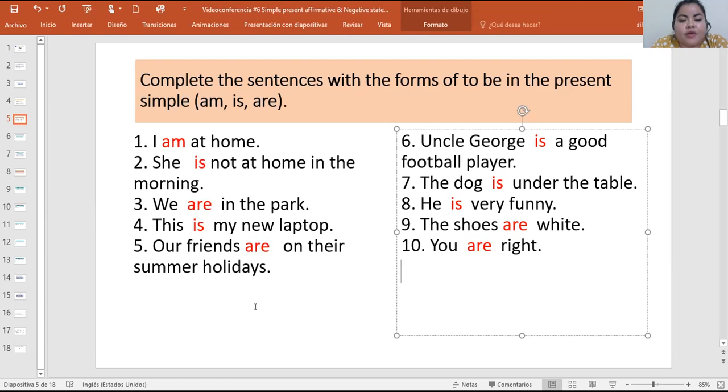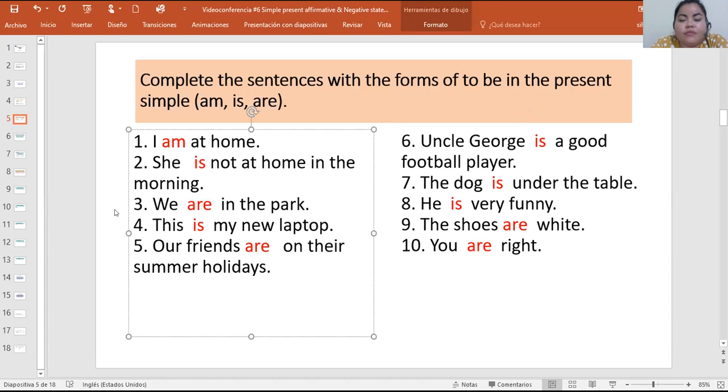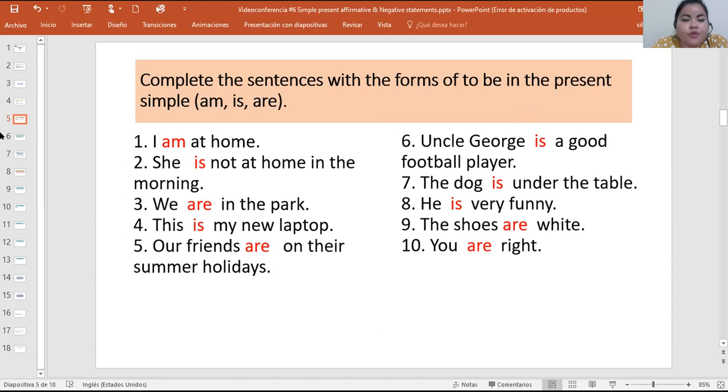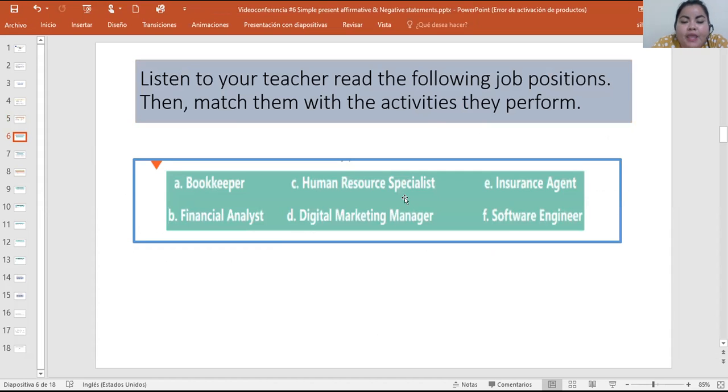Matías, any other question? No? Okay. Let's continue. Now, we have this vocabulary. With this vocabulary, listen to the pronunciation of this. These are new words. We have bookkeeper, financial analyst, human resource specialist, digital marketing manager, insurance agent, and software engineer.